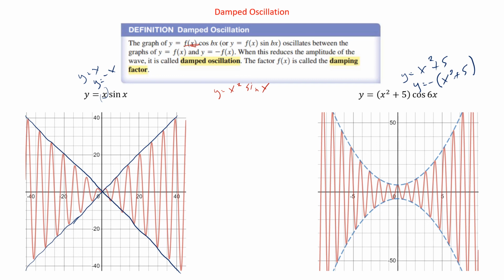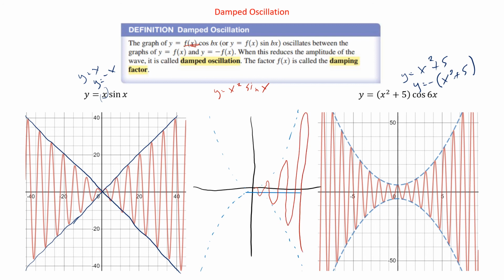If we wanted to graph y equals x squared sine x, we would start out by graphing y equals x squared. Looks kind of like that. And y equals negative x squared. Don't know what just happened with my pen. It does that every once in a while. It just puts a random line. Now sine starts at 0 and goes up, and it's just going to be alternating between those lines. So that's what we would expect to see if we graphed it.